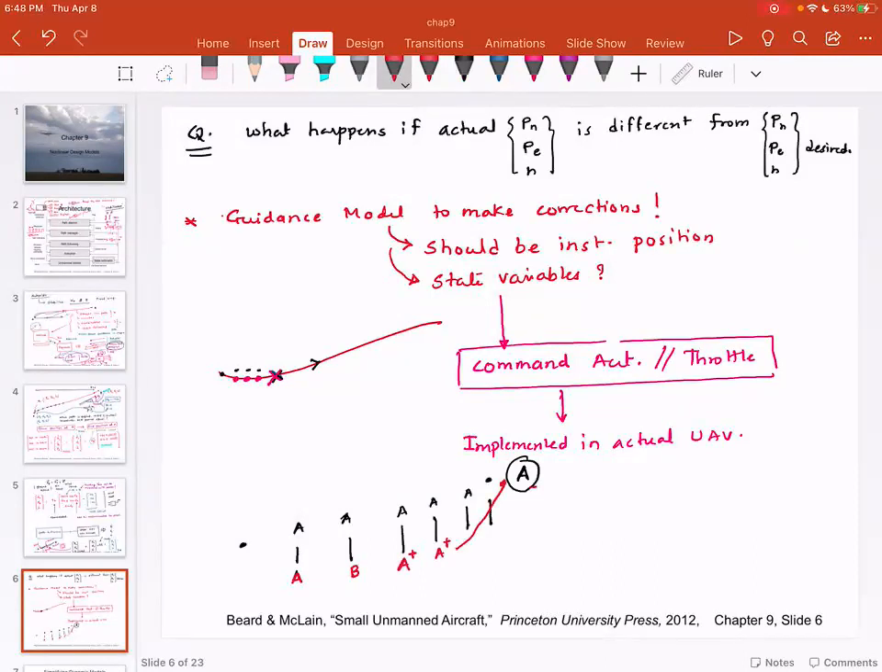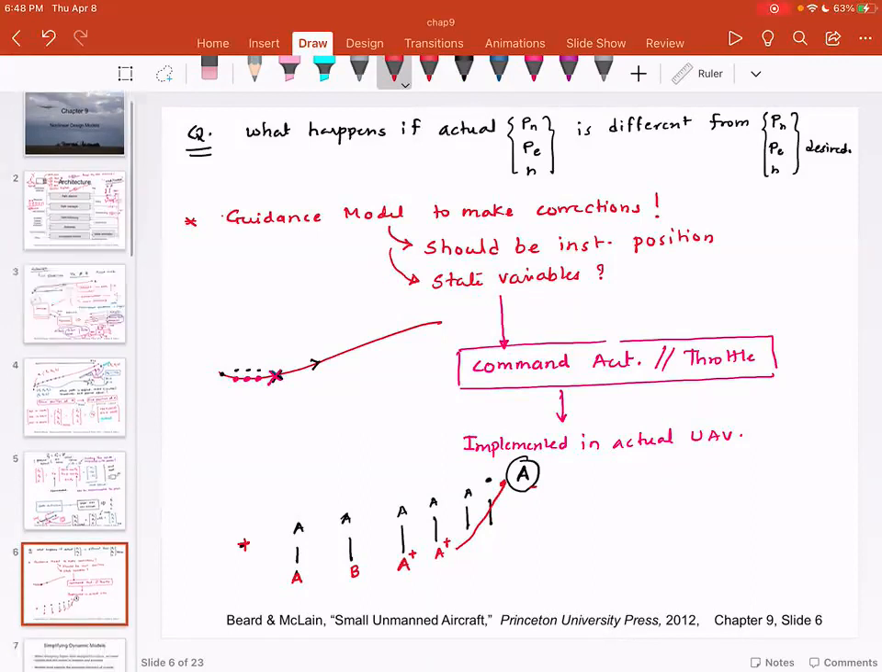So once you know where you are, once you know where you want to go, and somehow you have a way to monitor where you are going, then you can implement the corrections to make sure that you reach your desired endpoint. That's what we are trying to do with this UAV. Now, before I proceed, any questions?